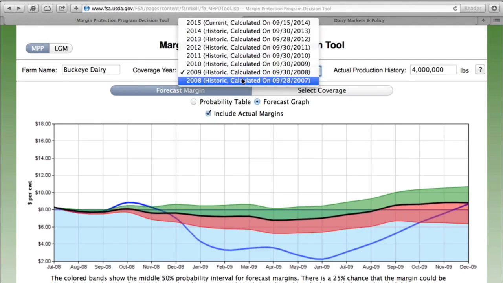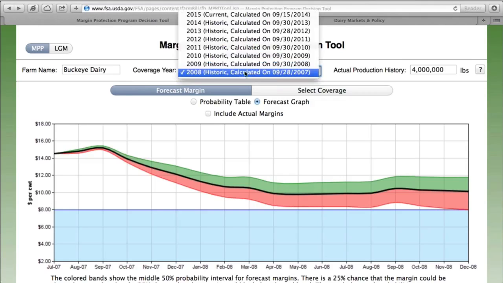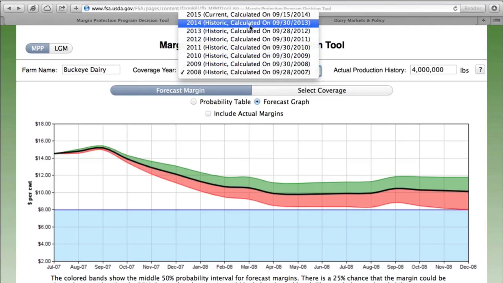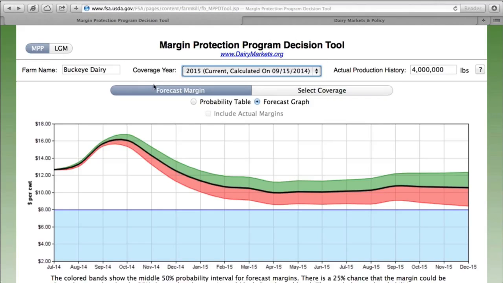Let's look at what 2008 looked like. That looks a lot like today. And everybody remembers what happened in 2009. So it's important to think about what the risk could be with this program and how it can help you during a catastrophic decline in farm equity. So that was 2008, and look at 2015. Pretty similar. So farmers can use this tool to think about what the risks may be during the coverage year and make an informed risk management decision.